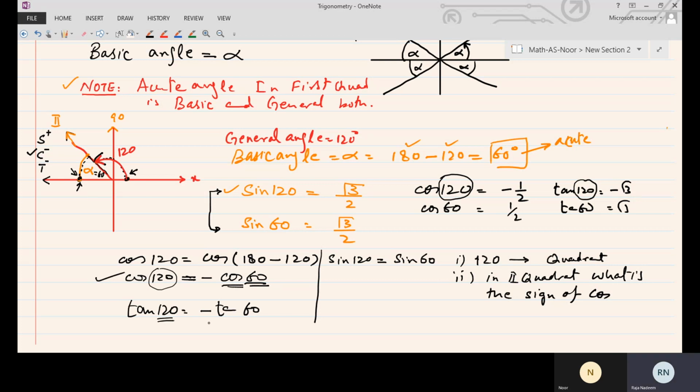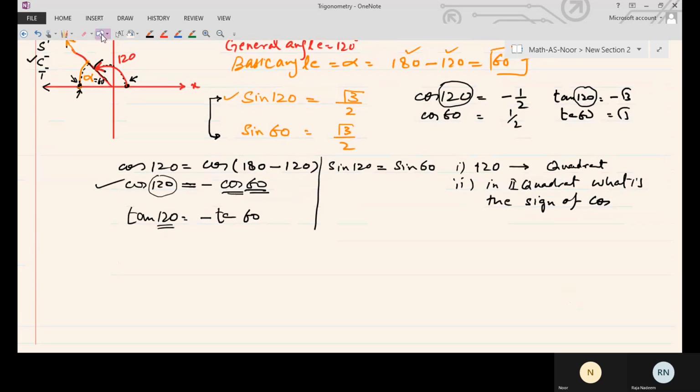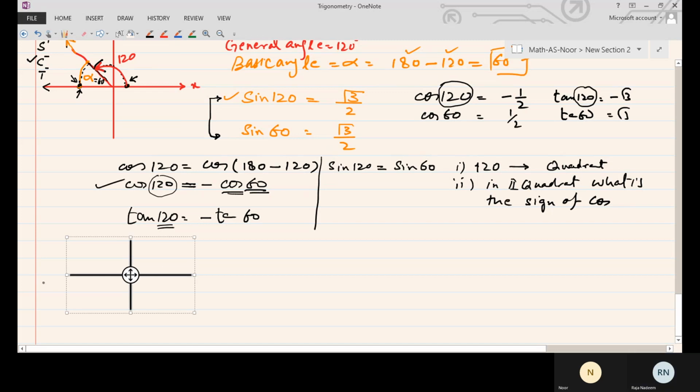Did you get it? Yes. So if this line goes into the third quadrant, then we will get a positive sign for tan, a negative sign for sine, and a negative sign for cos. And if we consider any angle in the third quadrant, let us suppose this is 210.